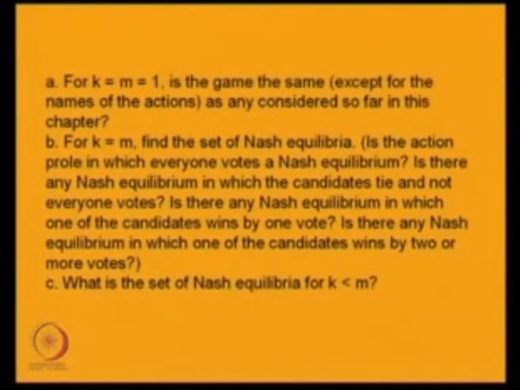What is the question? There are 3 parts to the question. First part, part A. For k is equal to m is equal to 1, is the game same as any considered so far? So, this is an exercise, again an exercise about Nash equilibrium and how to see how the Nash equilibrium changes as the conditions change. So, this exercise is called choosing a route. Let me write down the exercise first, then we shall try to solve the exercise.